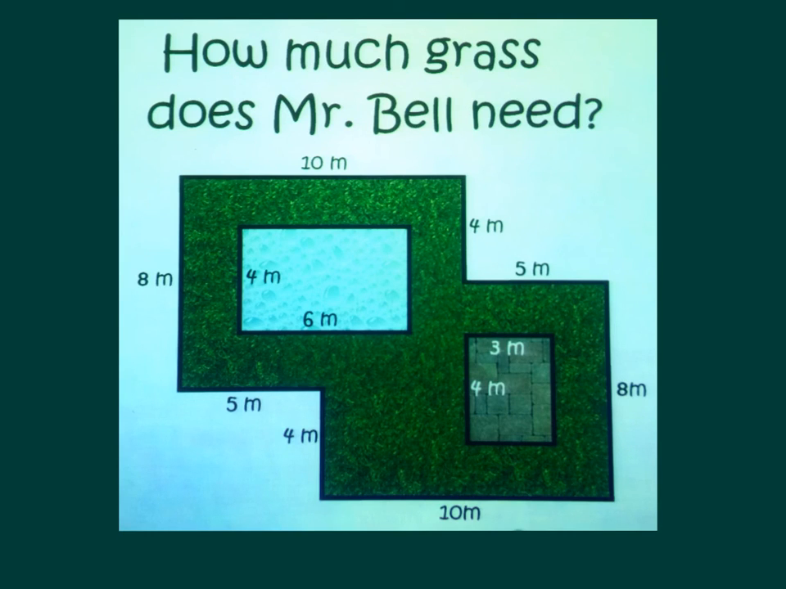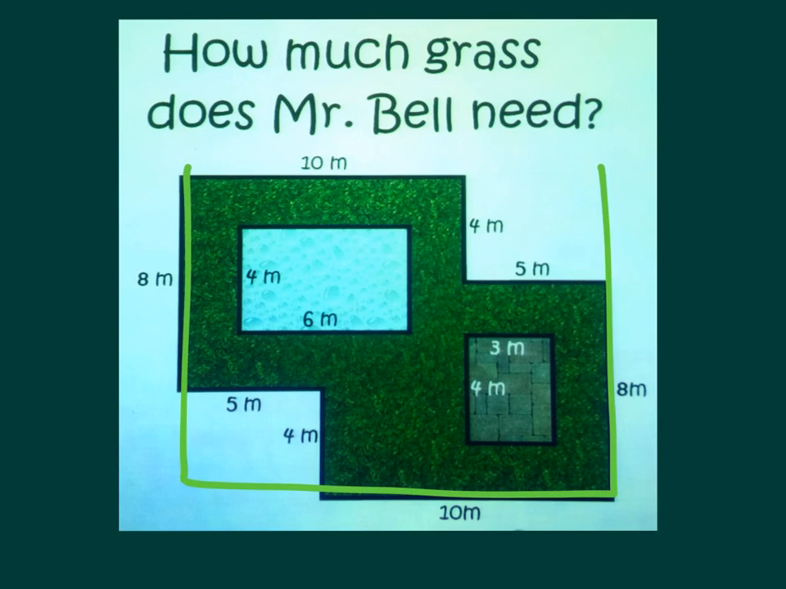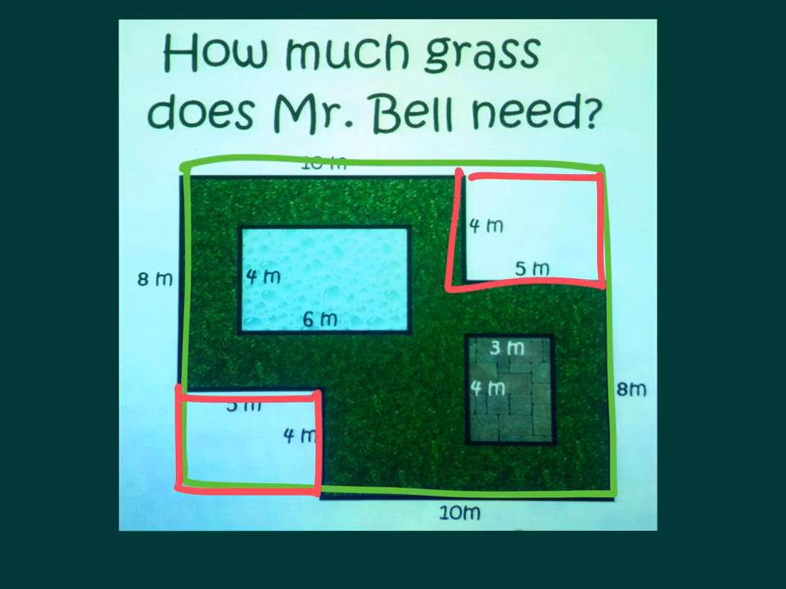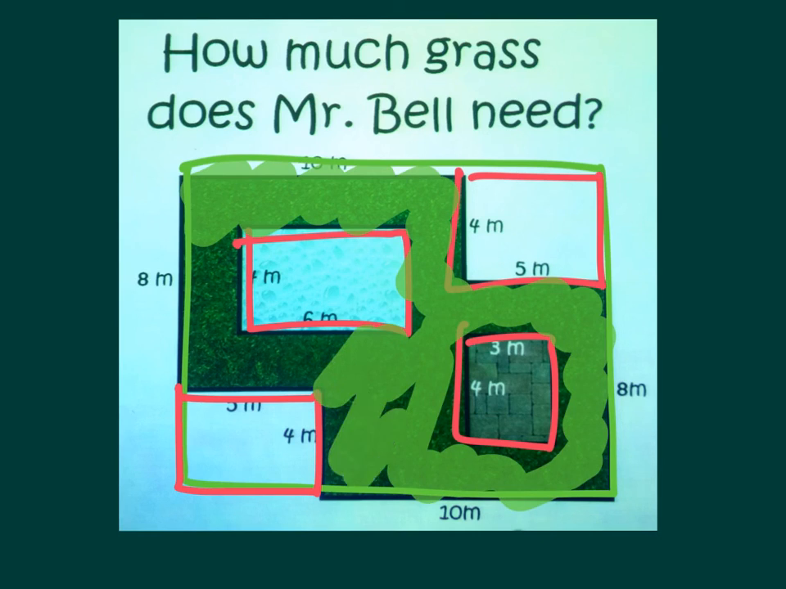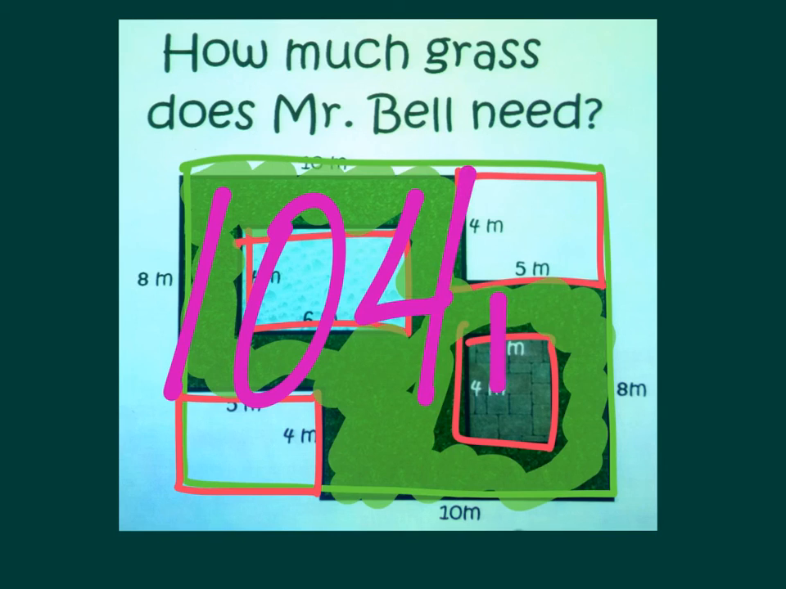Just to recap what we've done, we calculated the area of this entire big green rectangle. From that, we took away 4 things. We took away the area here, and the area here, and the area here, and the area here. And that left behind for us all of this area right here, which is, of course, all of the grass. And in the end, Mr. Bell needs 104 square meters of grass for his backyard.